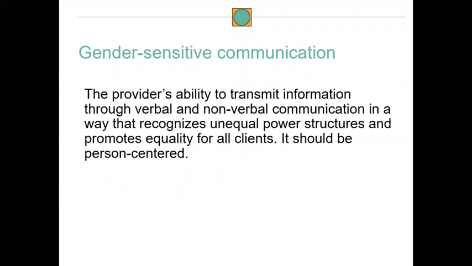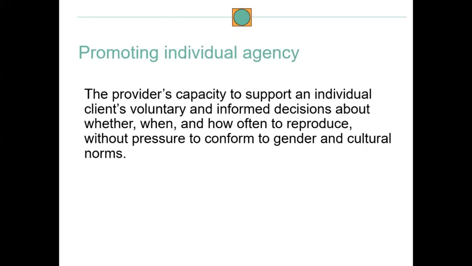The first of the 6 dimensions in the framework is gender-sensitive communication. This refers to a provider's ability to transmit information through verbal and nonverbal communication in a way that recognizes unequal power structures and promotes equality for all clients. It should be person-centered. The second dimension of gender competency is promoting individual agency. This refers to the provider's capacity to support an individual client's voluntary and informed decisions about whether, when, and how often to reproduce without pressure to conform to gender and cultural norms.